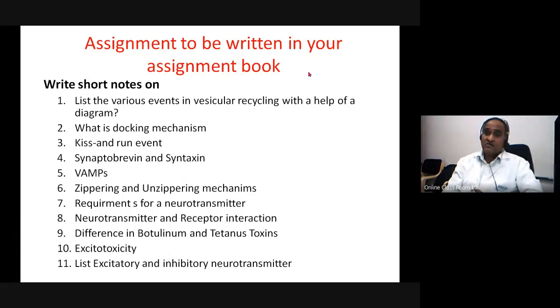Then I would love that you list excitatory and inhibitory neurotransmitters. At least your aim is, without thinking, try to write 5 in each of these items. Okay, this is about the assignment for today. Write in your assignment book. When you come back here after the opening, we will try to see it.